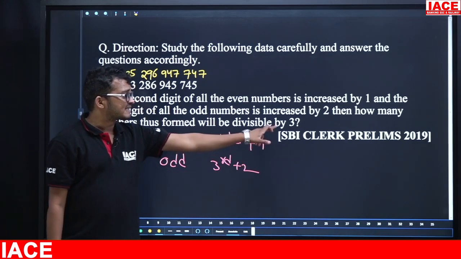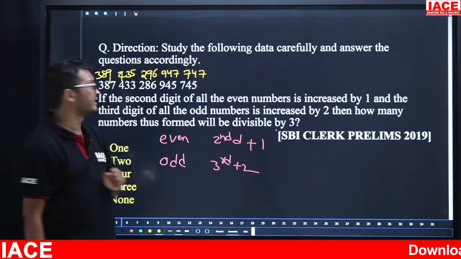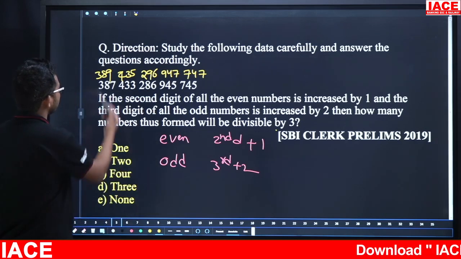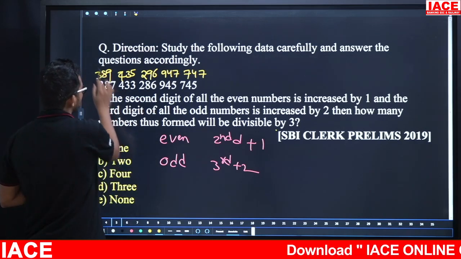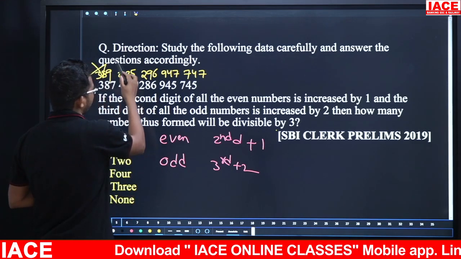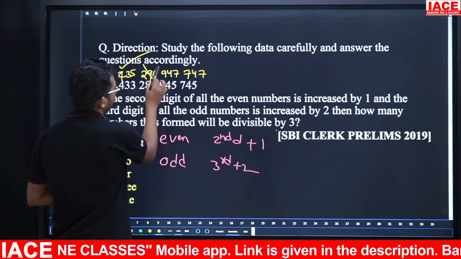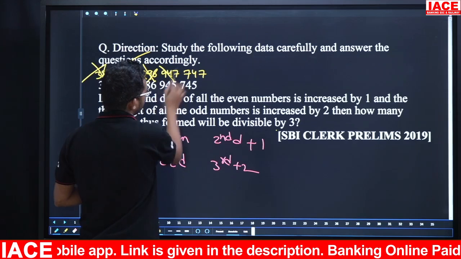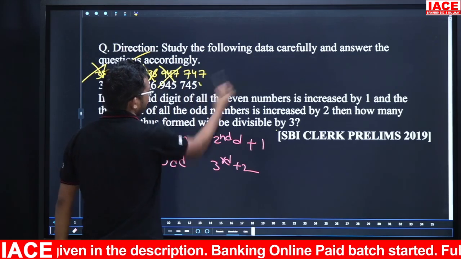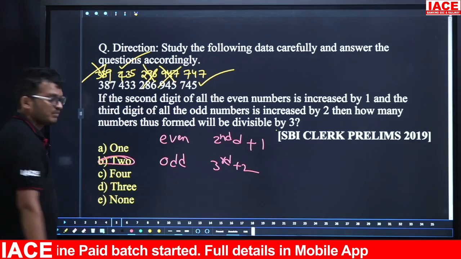Then how many numbers are divisible by 3? The divisibility rule for 3 is that the sum of digits is divisible by 3. Take your sum. What is the sum here? 16, 17, 20. So it is not divisible. Next one, the sum is 8, 12. This one is divisible by 3. Here the sum is 17, not divisible. Here the sum is 20, not divisible. Here the sum is 18. This one is divisible. So only two numbers are divisible by 3. So the answer is option B.